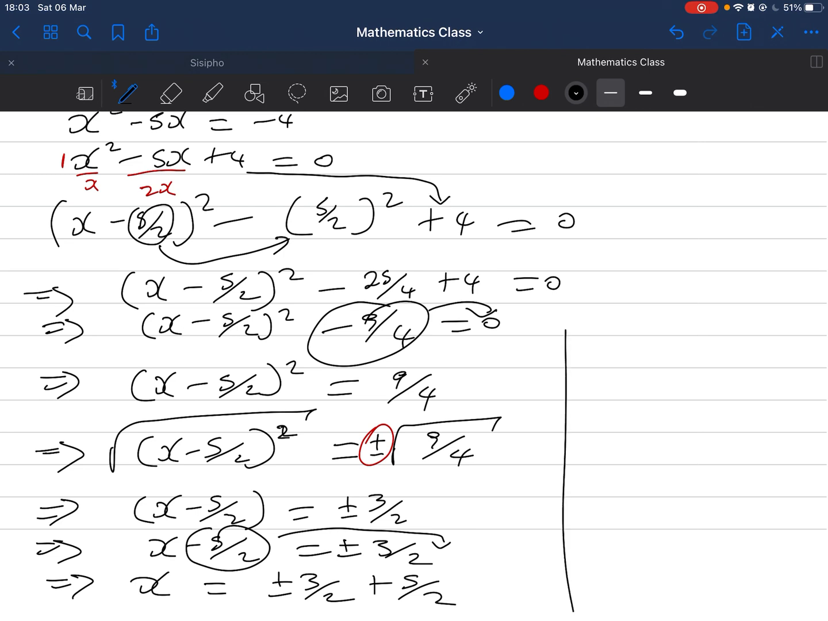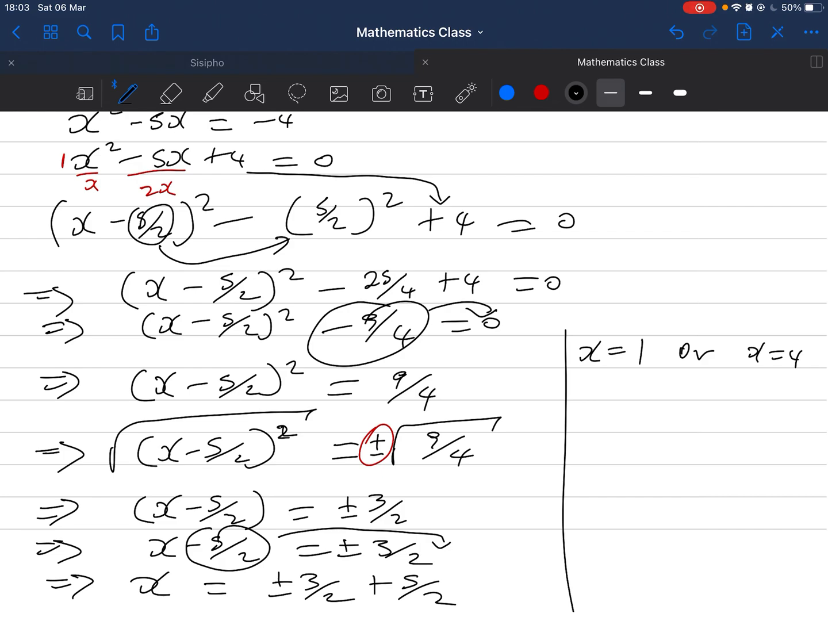Now, you can take a calculator if you want to, but you know, these things you can actually get your answer without a calculator, which I would encourage. But just say, let's start with negative 3 over 2 plus 5 over 2. You're going to get that as 1, and then now let's make it positive 3 over 2 plus 5 over 2. You're going to get your x is equal to 4.